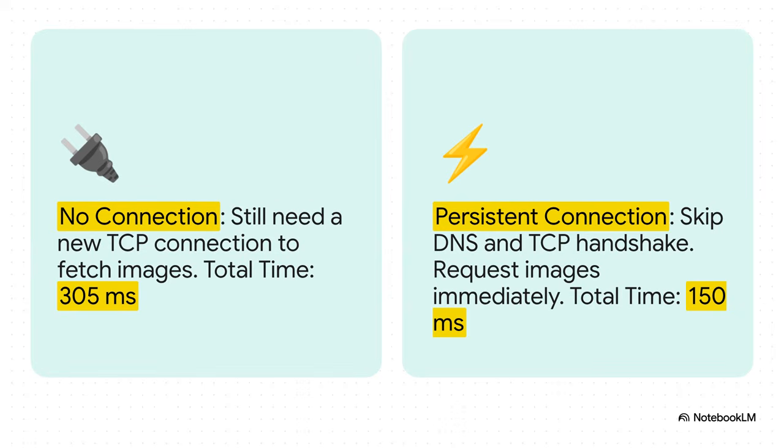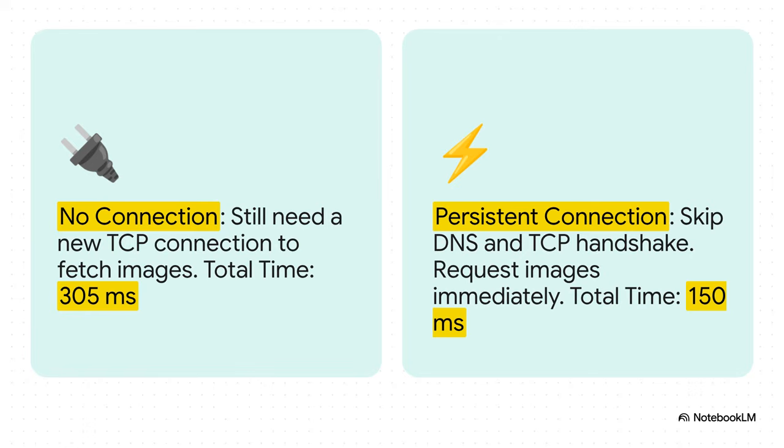On the left, let's say we have the info cached, but no connection is open. We can skip the big DNS quest, but we still need a quick 5 millisecond check of our local cache. Then we have to set up a new TCP connection, that's 150 milliseconds, and then get the images for another 150 milliseconds. That brings us to 305 milliseconds.